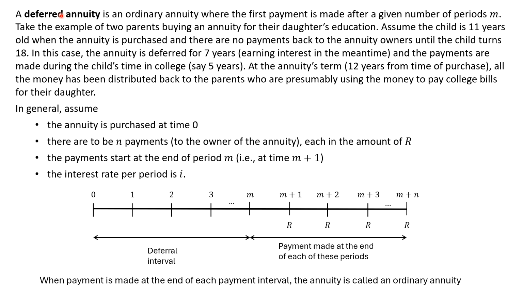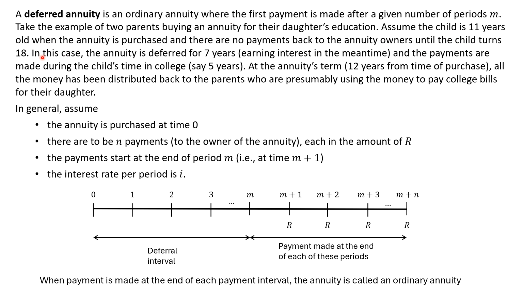A deferred annuity is an ordinary annuity where the first payment is made after a given number of periods. So take the example of two parents buying an annuity for their daughter's education. Assume the child is 11 years old when the annuity is purchased, and there are no payments back to the annuity owners until the child turns 18.